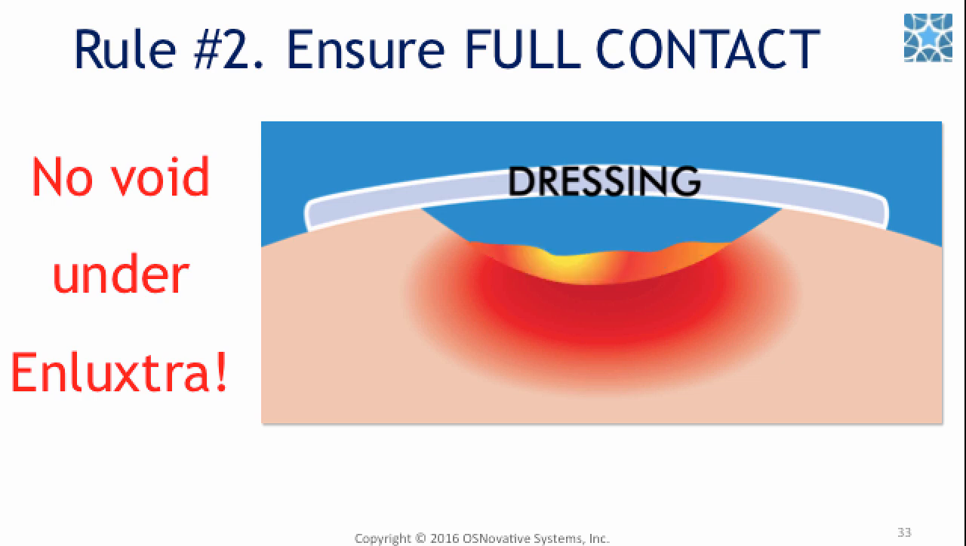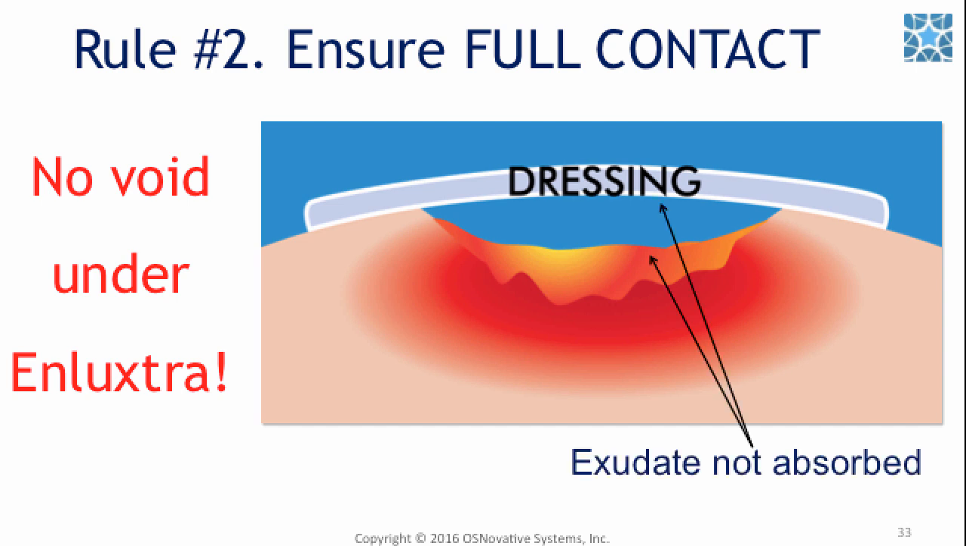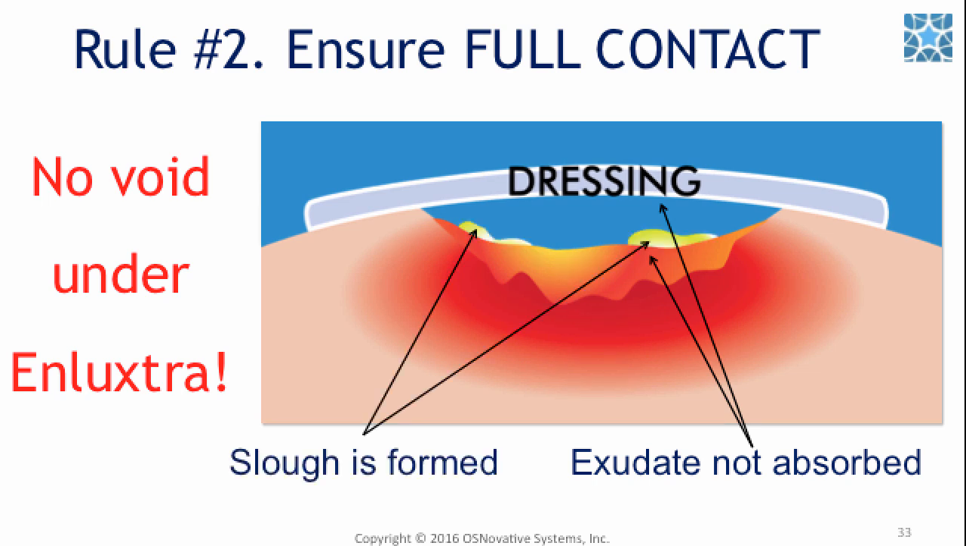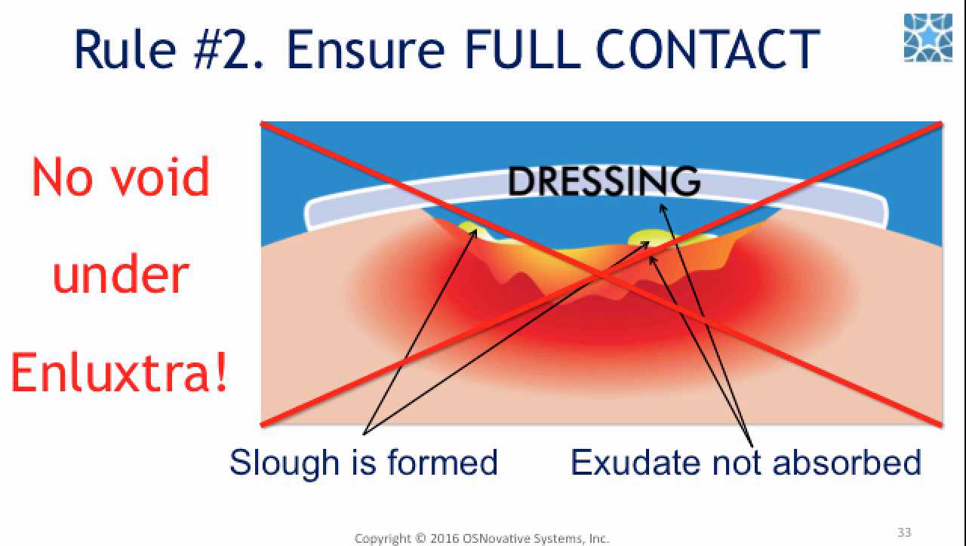Rule 2. Ensure full contact with the wound bed. Enluxtra must be in full contact with the wound with no tenting. If there is a gap between Enluxtra and the wound bed, the dressing material will not be able to absorb the exudate. This will cause slough formation and maceration of the wound and periwound area.